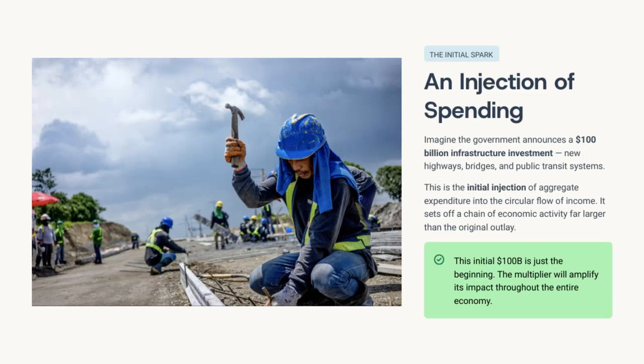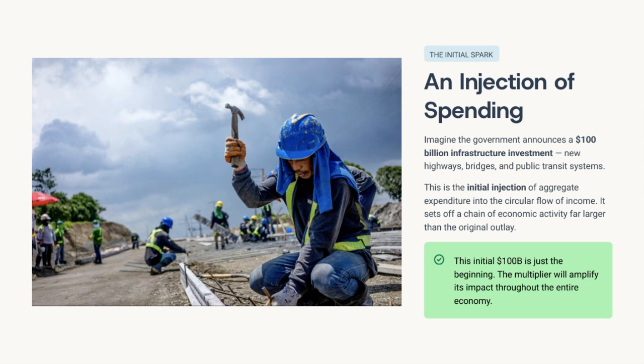This initial $100 billion is really just the starting point. What makes this so powerful is the multiplier effect, which means that the impact will grow as the money circulates through the entire economy. When the government injects this money into the system, it kicks off a chain reaction of economic activity that's much larger than the original amount. Think of it like dropping a stone into a pond. The ripple effect spreads outward.